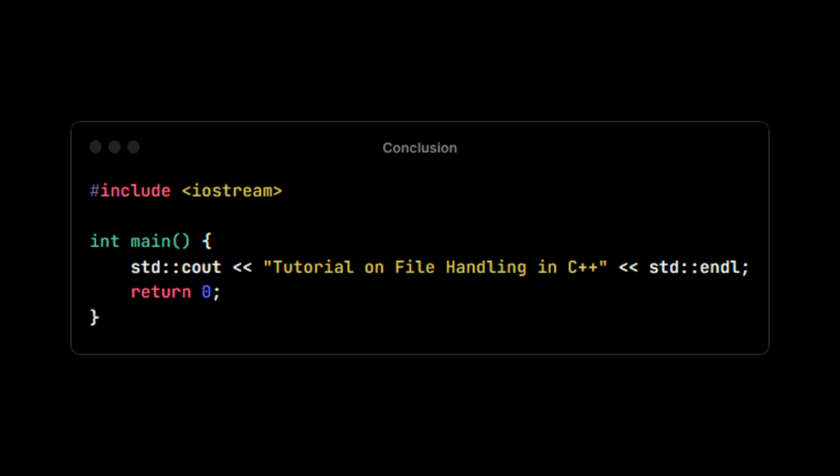Working with files in C++ is essential for many applications. In this tutorial, we explored the basics of file handling, including opening, reading, writing, appending, checking existence, error handling, renaming, and file seek/tell operations. By understanding these concepts, you can efficiently manipulate files in your C++ programs.